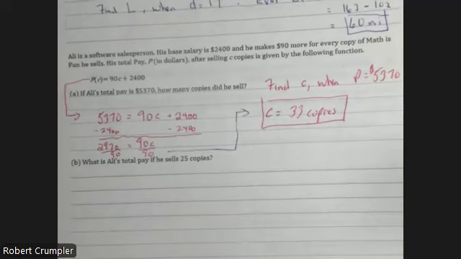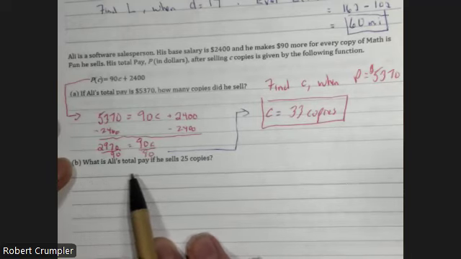Okay. So then when he sells 33 copies of Math is Fun, then his salary will increase to $5,370. All right, and so let's take a look at part B of the example. And so now we're looking for what is Ali's total pay if he sells 25 copies.